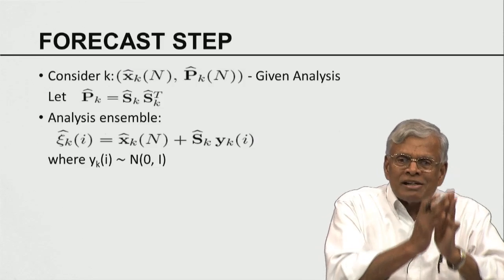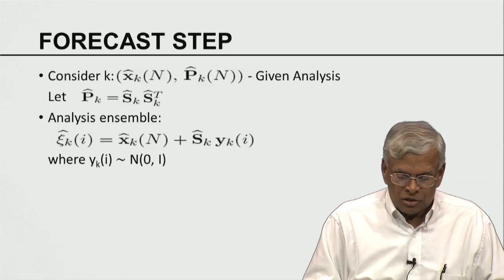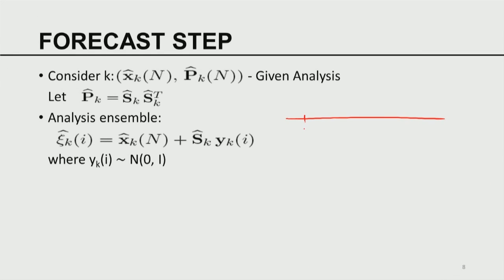So, if I know how to create the initial ensemble, I can fast forward in time. So what is that now I can assume? Let us assume at time k, I have forecast ensembles. These are the analysis ensemble. Hat is analysis, superscript F is forecast. So let this be the analysis ensemble at time k: N of them, each point of this is xi_k^i hat.